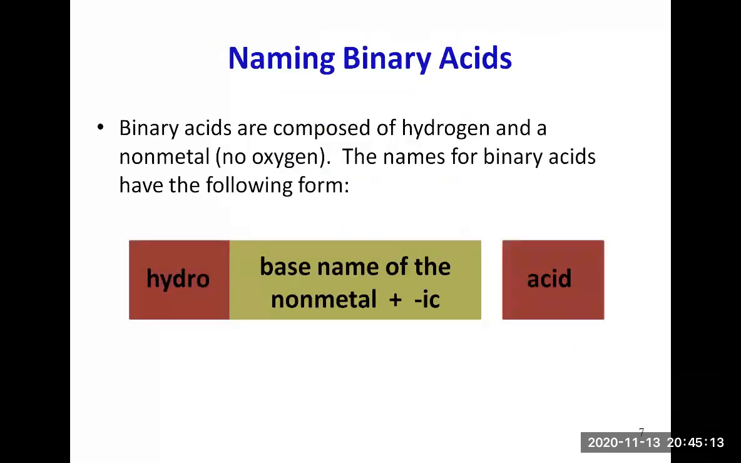So let's start by naming binary acids. Binary acids are composed of hydrogen and a nonmetal, and that nonmetal cannot be oxygen. It's always something other than oxygen bonded to hydrogen. The names for binary acids have the following form. You need the prefix hydro to refer to an acid. And then you take the base name of the nonmetal and change the ending to -ic. And then you finish by saying acid.